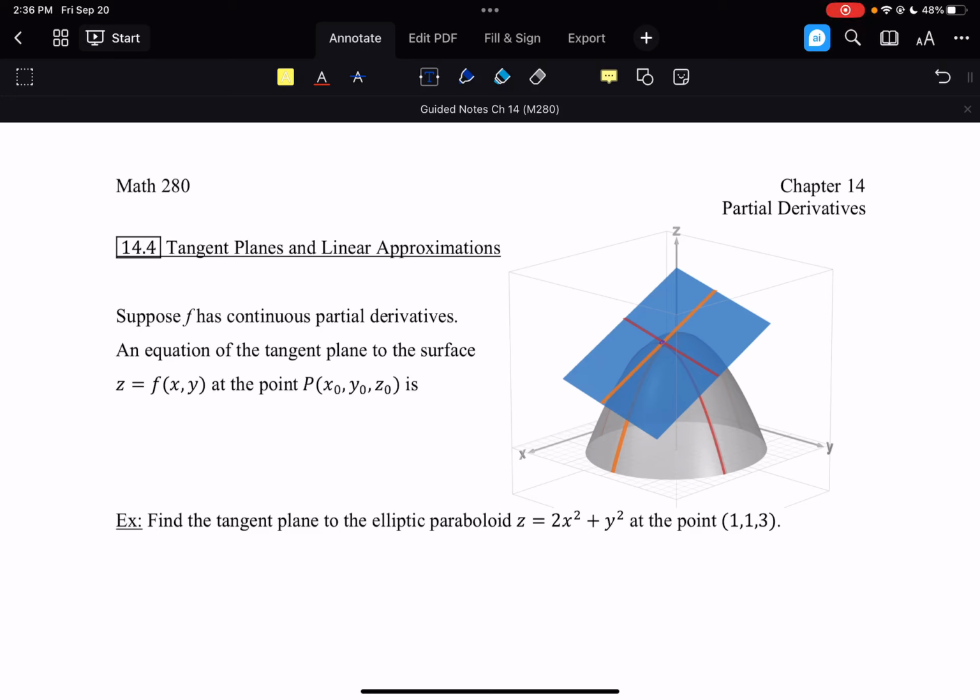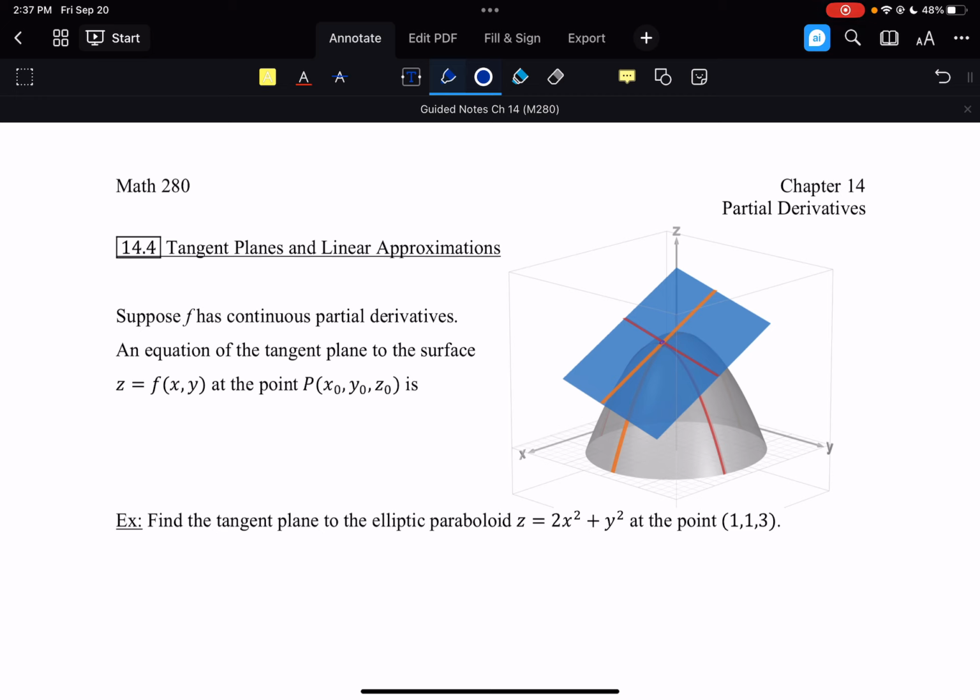Welcome to section 14.4. In this section, we're going to be using the information we got in the last section about calculating partial derivatives to find the equations of tangent planes to a surface and to do linear approximations. Linear approximations is something that you study back in Calc 1, but of course only in the xy plane with a line on a curve. In this section, we'll be looking at linear approximations using planes and surfaces.